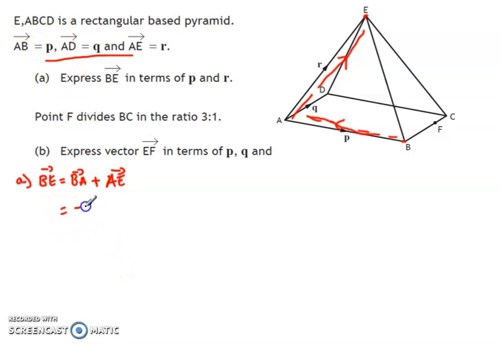So that's negative p for that one, and then the vector a to e is given by r, plus r. Just like that. Again, underline them as we would with our vector notation. So there you go, I've got b to e in terms of p and r. It could be negative p plus r. I could have written it as r minus p if I really wanted to as well.